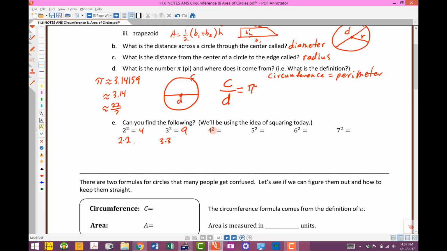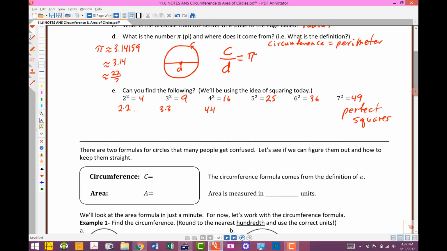Use the base twice. The answer on this one is not 8. We do 4 times 4, so that's going to be 16. 5 times 5 is 25. 6 times 6 is 36. 7 times 7 is 49. Those are some very common, we call these perfect squares, perfect square numbers. Okay, so perfect squares, and those are going to come in handy today. Now, there are 2 formulas that we're going to use when we're talking about circles, and people get these confused.